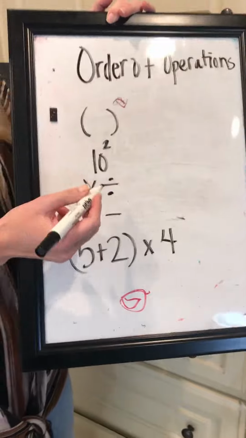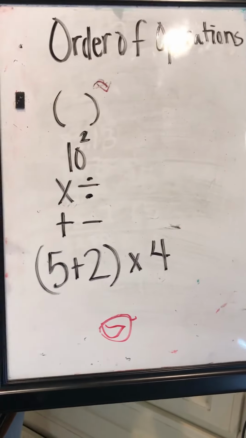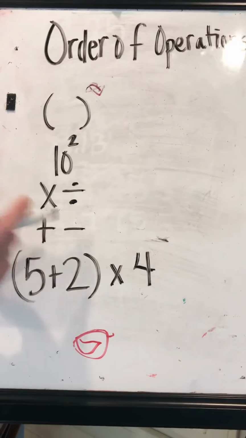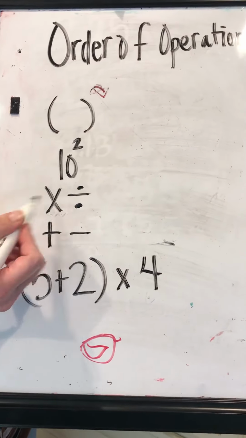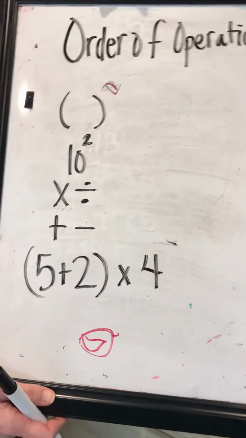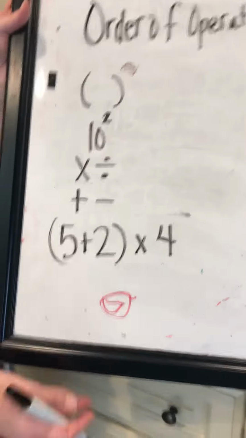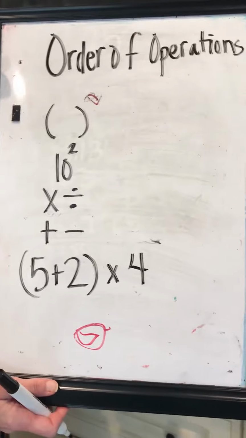So when we're doing the order of operations, we do parentheses first, then we do the exponents, then multiplication and division. And remember, multiplication and division, those are on the same level, so we would do those whichever comes first from left to right. And then last, addition and subtraction from left to right.